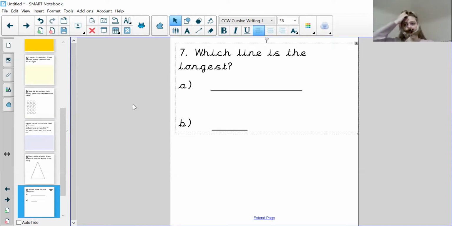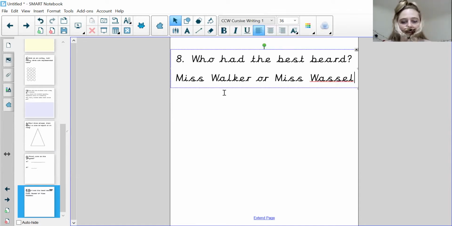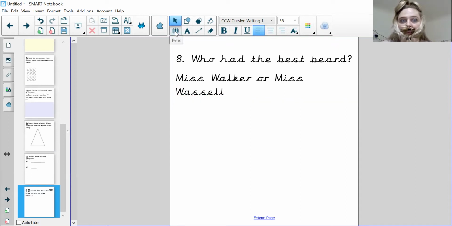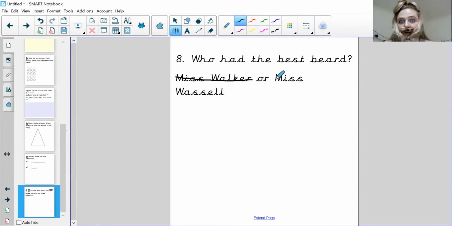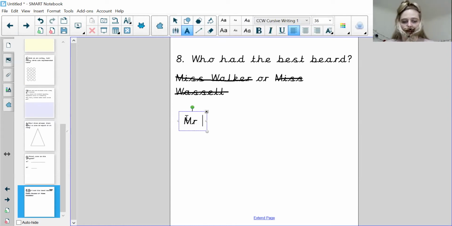Okay. And the last question. Question number 8. Who has the best beard? Oh, now this shouldn't say Miss Walker or Miss Wassel, should it? It should say, let's cross it out. It should say Mr. Whatsit or Mr. Dorito. Who has the best beard? Mr. Whatsit or Mr. Dorito?